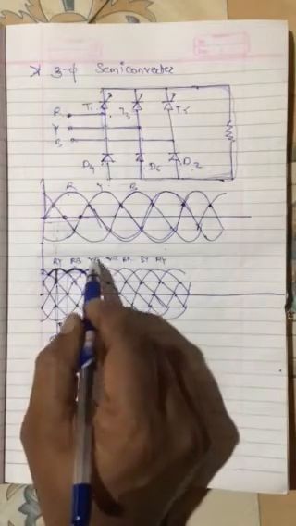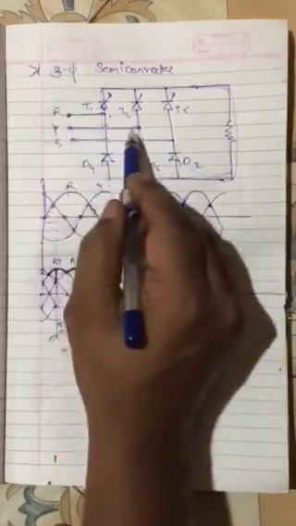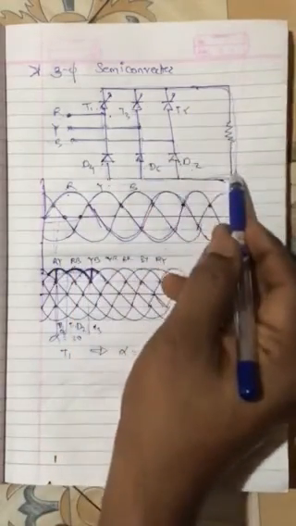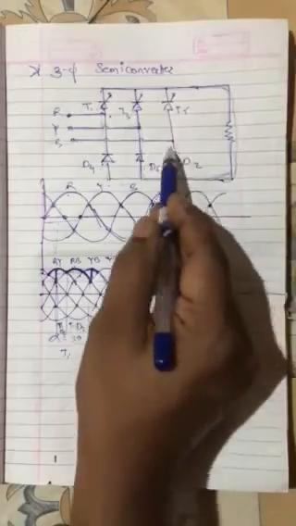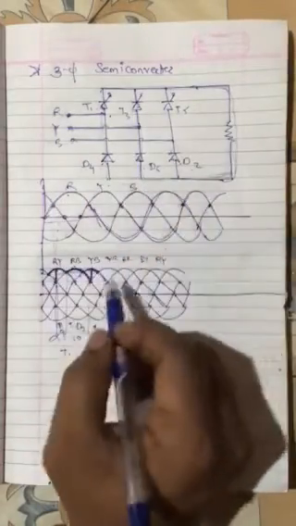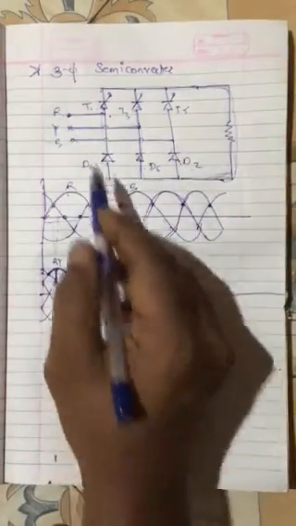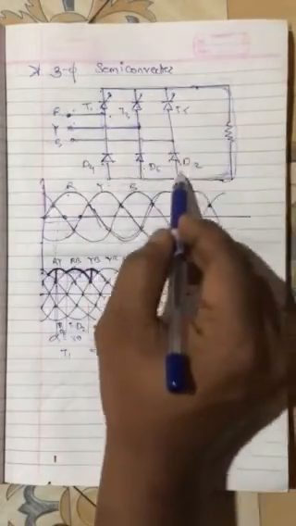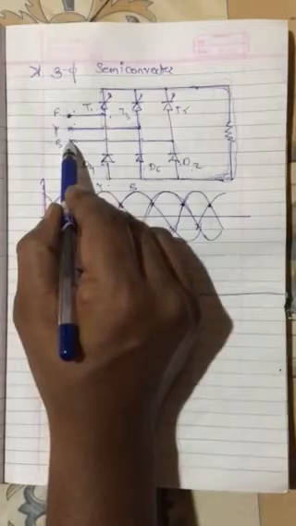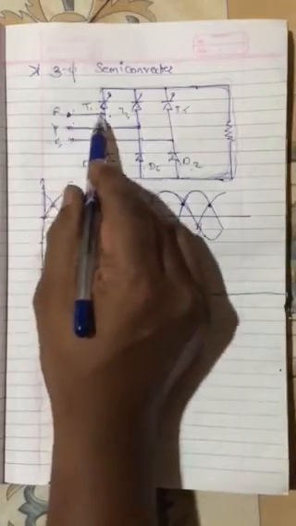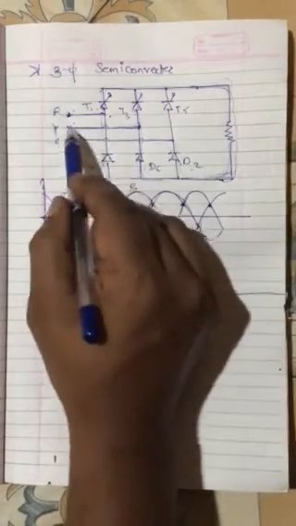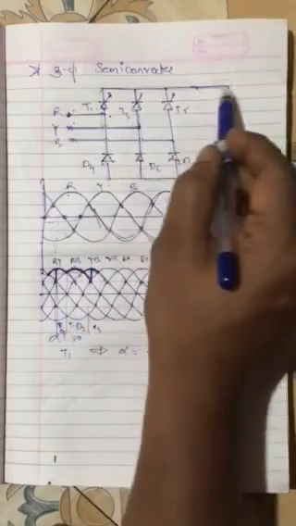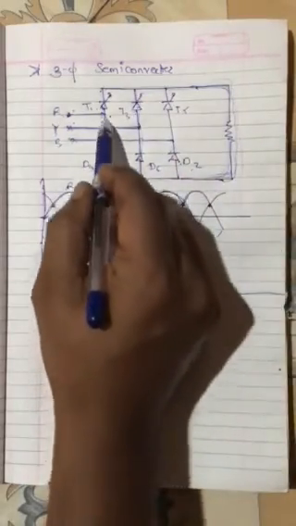Similarly, it will conduct till here, YB. Now YB is conducting: Y to T3, B is in D2. So this is the path. Okay. Now at this point YR becomes more positive, YR means D4. So previously it was conducting from D2 and completing the path. Now as YR comes into the picture, D4 becomes more positive. So it will start from Y through T3, through the load, through D4 it will complete the path.